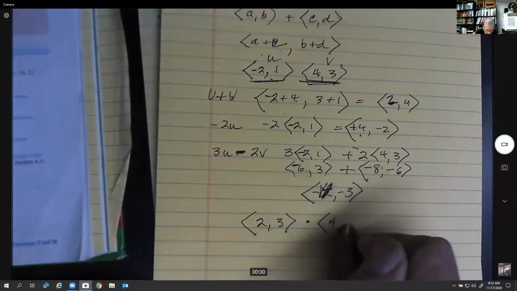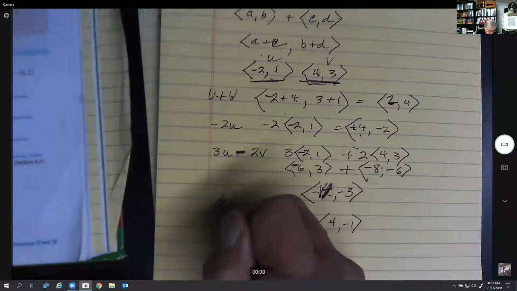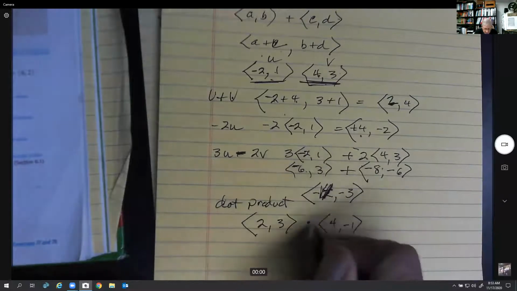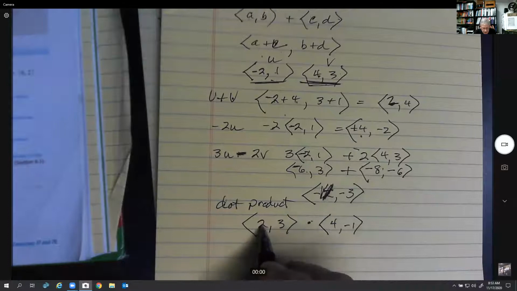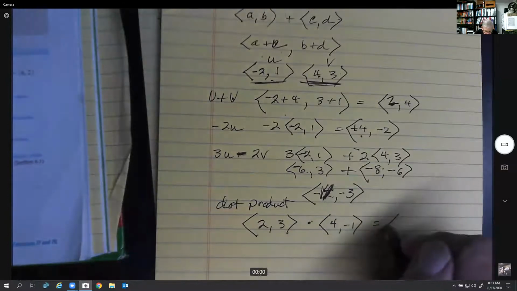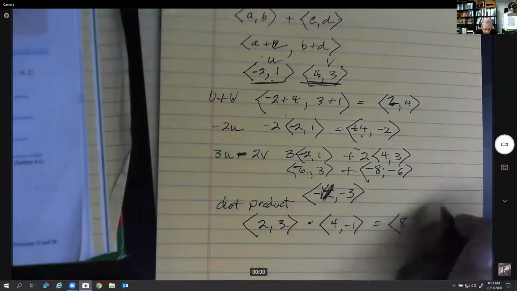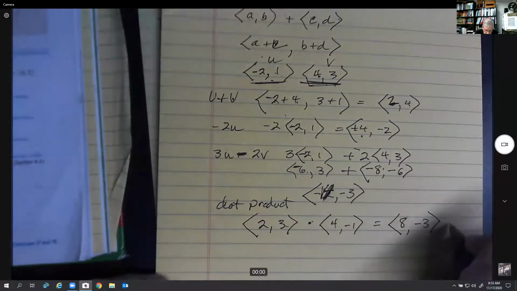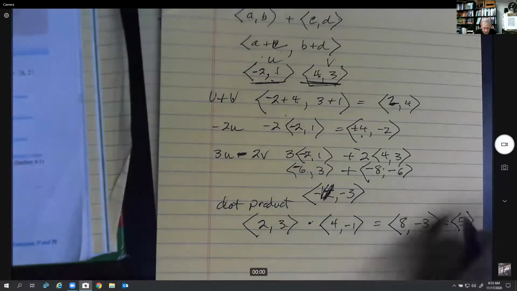4, -1. This is called the dot product, I guess because there's kind of a dot in between them. I don't know. All you do is multiply the first times the first and the last times the last. That's all there is to the dot product. And then you add them together. One last thing: you multiply them and then you add them. I always forget the adding part. There's my answer, 5. And you don't have to put it inside there.